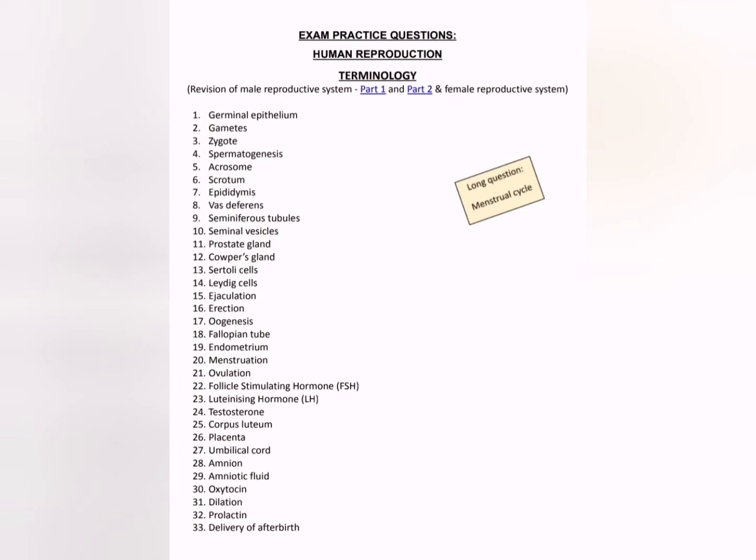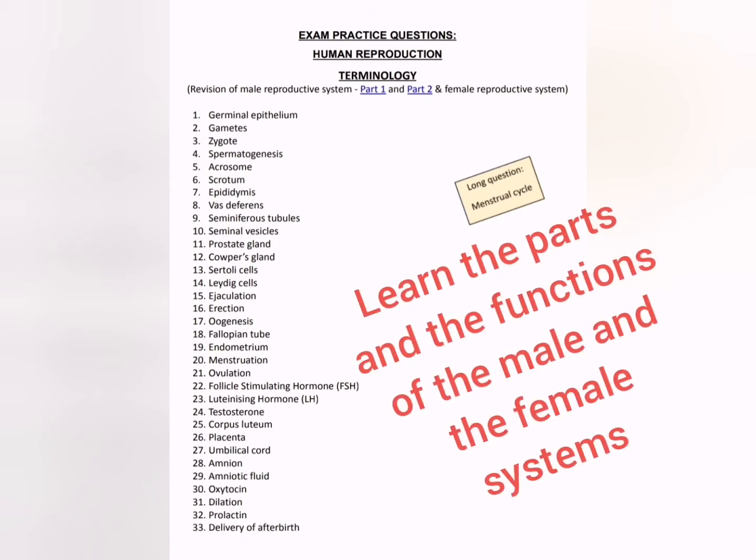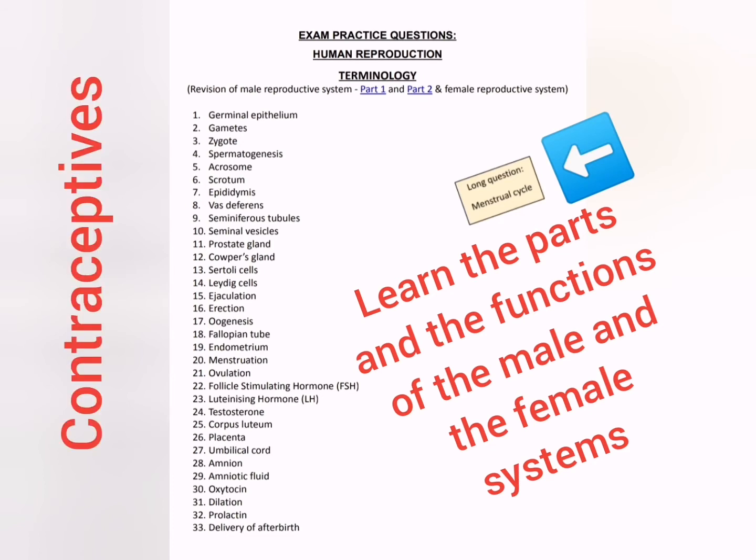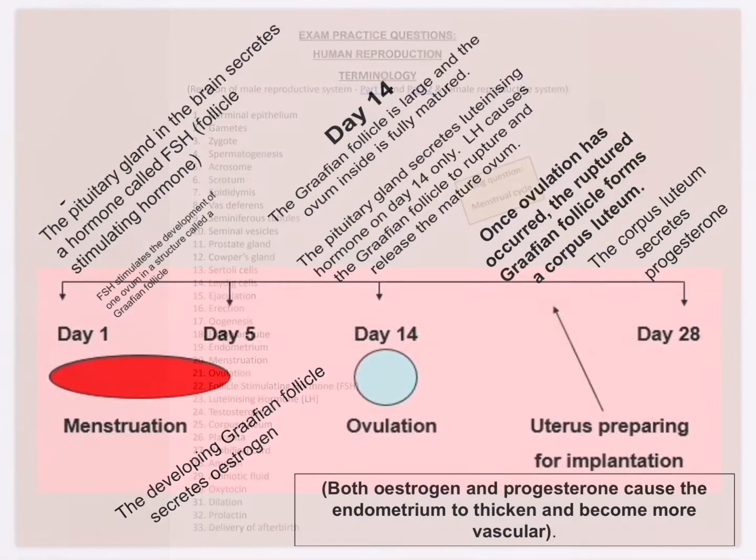The third set of questions is exam practice questions on the human reproductive system. So again, the terms are given on the front and then the definitions are given on the back of the page. So for human reproductive system, obviously very important that you need to label and give the functions of all the parts of the male and female reproductive system. And then the most important thing is obviously the menstrual cycle. There's also a bit of contraception in there, but let's look at the menstrual cycle.